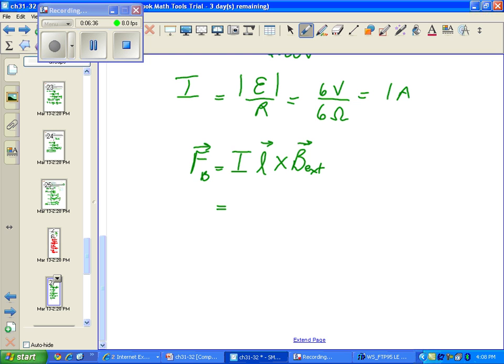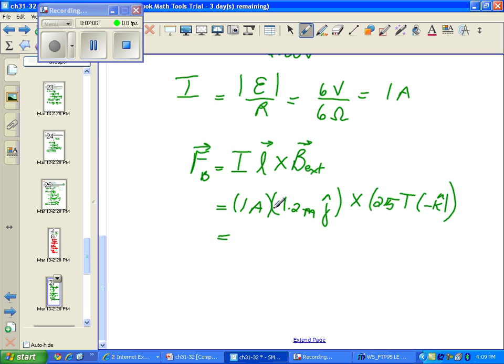The I we just calculated is 1 amp. L is 1.2 meters. And the direction of L is in the positive j hat direction. And we're going to cross that times the external magnetic field, which is 2.5 Tesla. And we said that it was in the minus k hat direction.